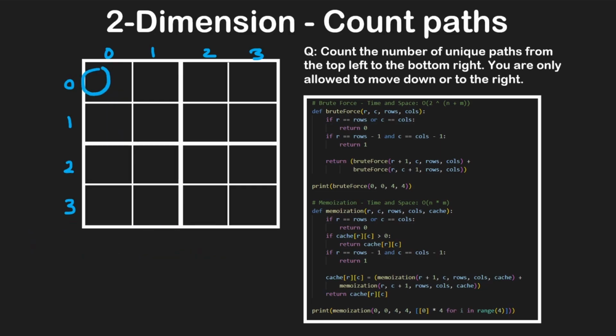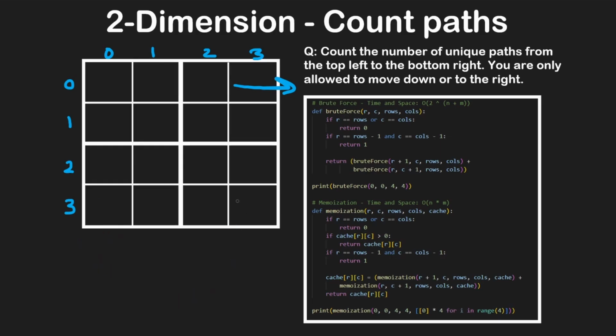Same thing with the column. We can only move to the right. We can't move to the left, so that simplifies things for us. So when we go too far to the right, if c equals the number of columns, we can return 0. That basically means we went out of bounds. There's no valid path that goes out of bounds that reaches the result.